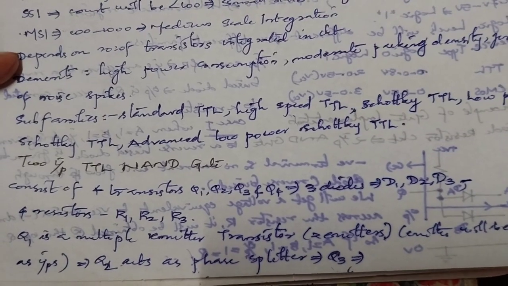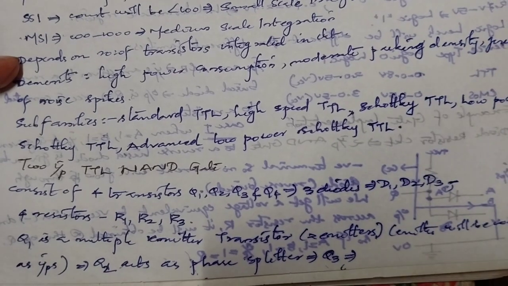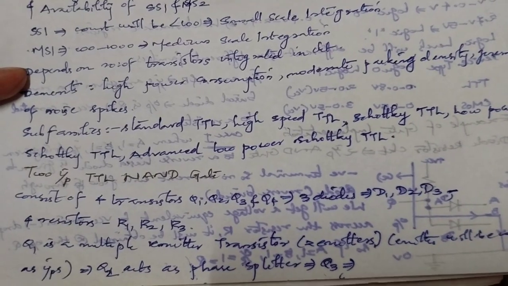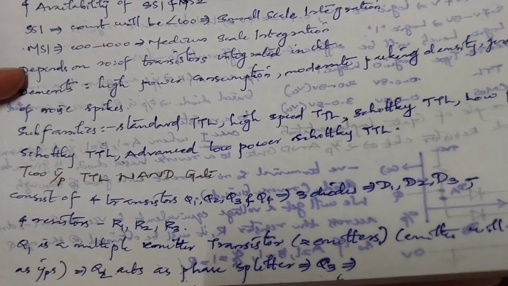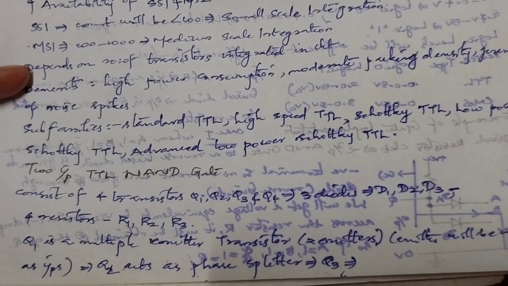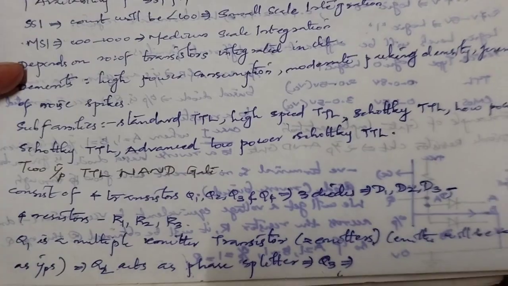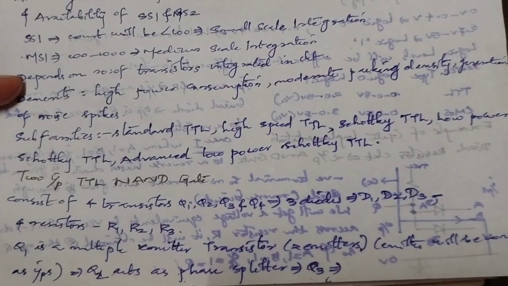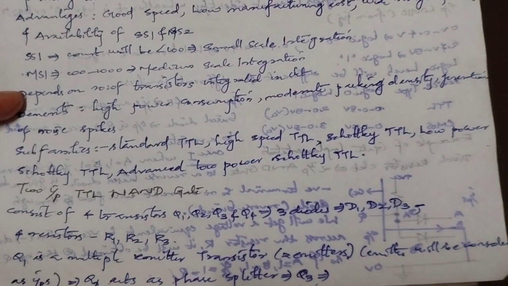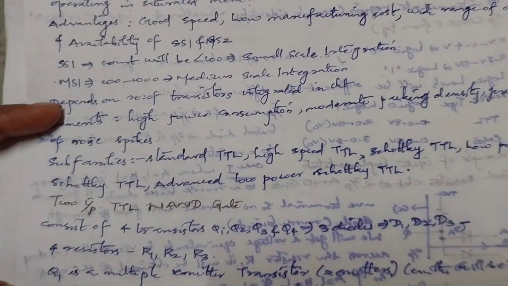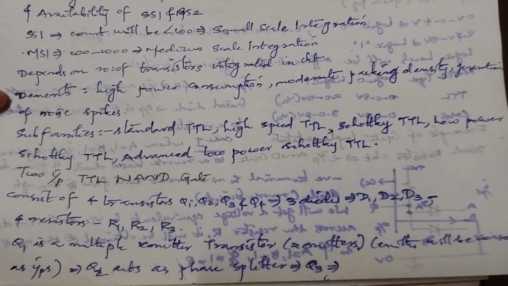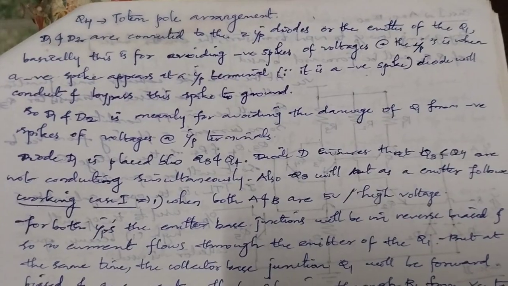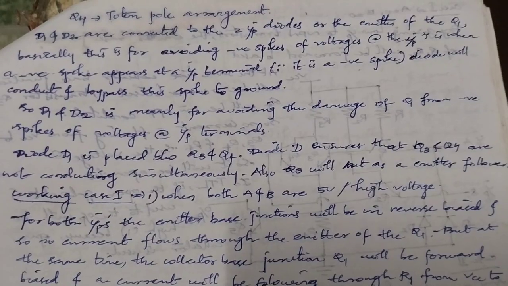A two input TTL NAND gate consists of 4 transistors Q1, Q2, Q3, Q4, 3 diodes D1, D2, D3, and 4 resistors R1, R2, R3 and R4. Q1 is a multiple emitter transistor with 2 emitters, and the emitters are the inputs. Q2 acts as the phase splitter. Q3 and Q4 form the totem pole arrangement.